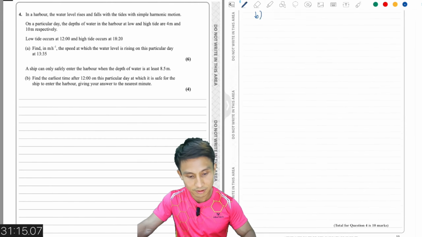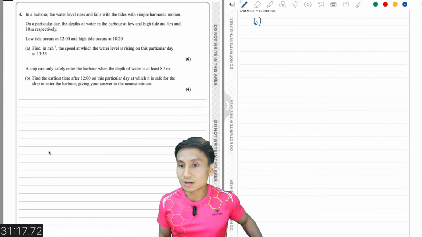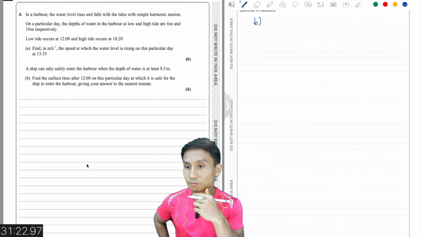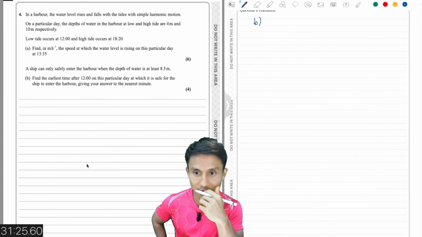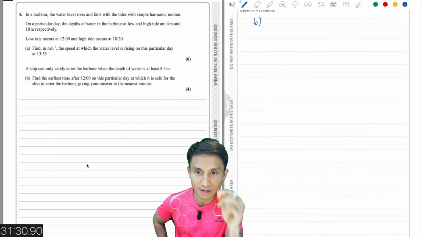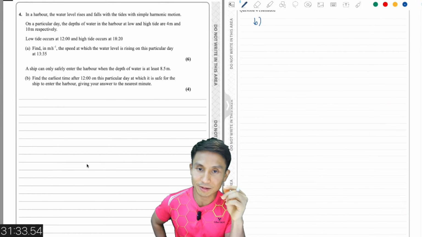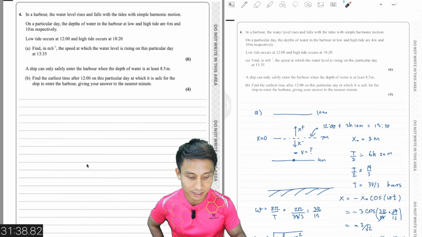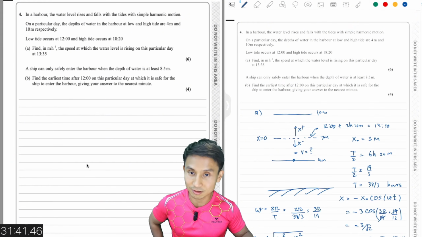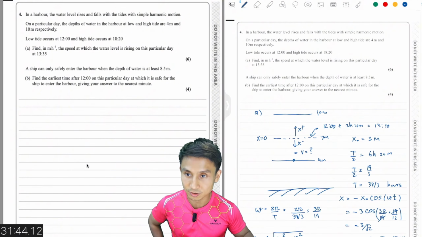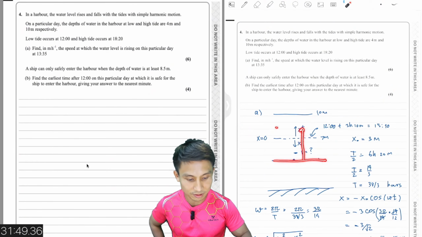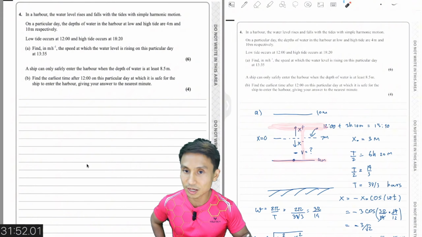Okay, part B. Find the earliest time after 12 o'clock on this particular day at which it is safe for the ship to enter the harbor, giving your answer to the nearest minute. A ship can only safely enter the harbor when the depth of water is at least 8.5. So if we look at our diagram again, 8.5 is around here, a little above the equilibrium position, 1.5 above the equilibrium position, okay? The earliest time after 12 o'clock, so the water will rise from here up to this safe level, yeah?